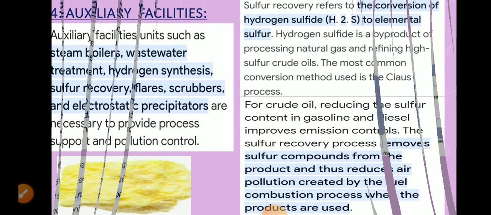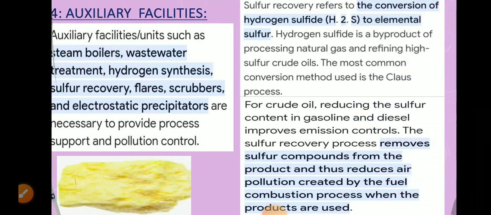Auxiliary facility. Every industry has its own auxiliary facilities in order to get its main product in desirable form. Auxiliary facility units such as steam boilers, wastewater treatment, hydrogen synthesis, sulfur recovery, flares, scrubbers, and electrostatic precipitators are necessary to provide process support and pollution control. So, in order to provide process support and pollution control, we have to fulfill some auxiliary facilities.